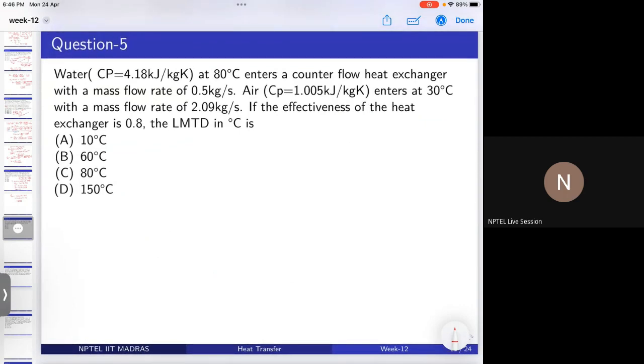Then we will move on to the next question. We have water with the Cp given, which enters at 80 degrees Celsius in a counterflow heat exchanger with a mass flow rate of 0.5 kilogram per second. Air enters at 30 degrees Celsius with a mass flow rate of 2.0 kilogram per second. So basically water is losing heat and the air is gaining heat. If the effectiveness of the heat exchanger is 0.8, what is the LMTD of this heat exchanger?